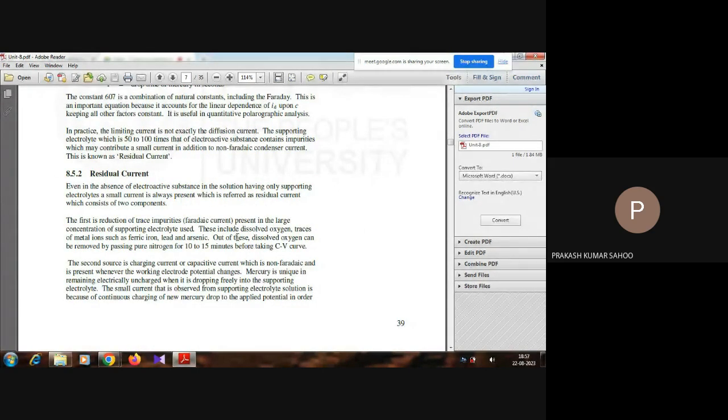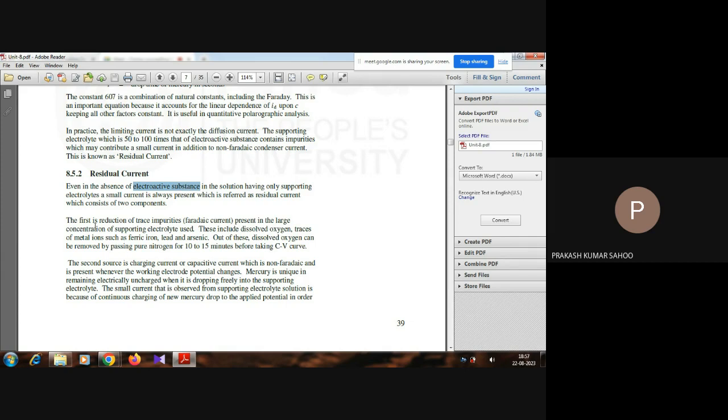Even in the absence of electroactive substance in the solution, having only supporting electrolyte, a small current is always present. This is known as the residual current. If the electroactive substance is absent, there will be no electroactive substance, still the system has some current due to presence of that salt bridge or supporting electrolyte. So this is known as the residual current.